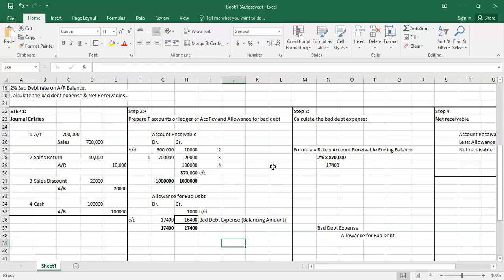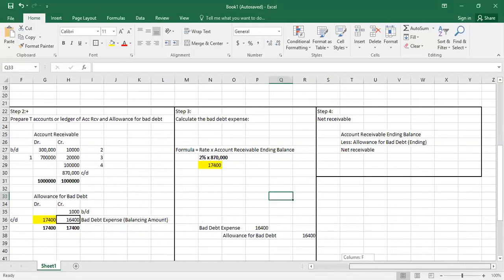That's it. So you just put the formula here: rate into account receivable ending balance, 2% of 8,70,000, that is 17,400, and we put this value here as the ending balance, and we just balance each other. Then we will get a balancing amount which will be called bad debt expense. Now by that amount, 16,400, we will have to pass our journal entry of bad debt expense: 16,400 bad debt expense debit and allowance for bad debt credit.